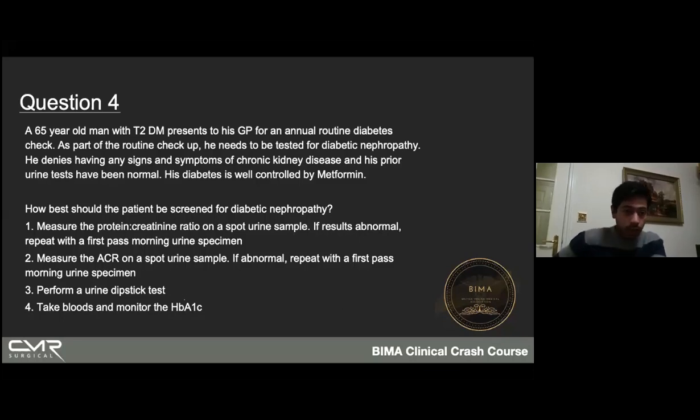Is it option 1, where you measure the protein creatinine ratio, PCR, on a spot urine sample, and if the results are abnormal, you repeat it first thing in the morning? Or do we do the ACR way, and if it's abnormal, we repeat it again? Or do we just perform a urine dipstick test? Or do we take bloods and monitor the HbA1c? So what do you guys think? I'll just create a poll, make it a bit easier for everyone.